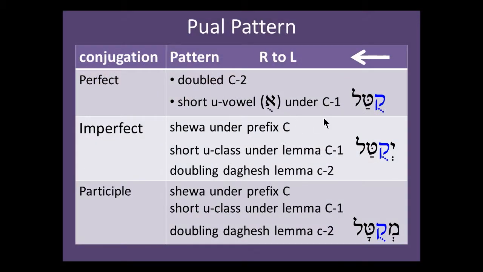Pual, very similar. Instead of an I-class under the first consonant, like we did with the Piel, you're going to have a U-class, Pual, kuttal. So U-class under the first consonant and then doubling of the second. The imperfect, you'll have your imperfect prefix with shva, but in this case it will be followed by a U-class vowel and doubling. Participle, you'll have your mem prefix with shva, followed by U-class vowel and doubling. And that's the Pual.